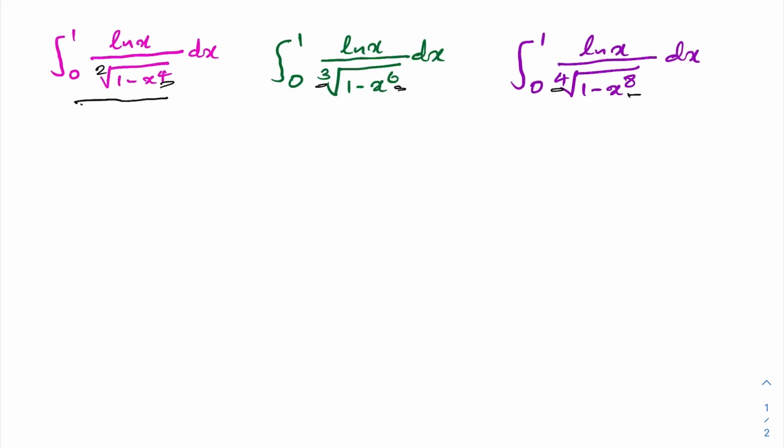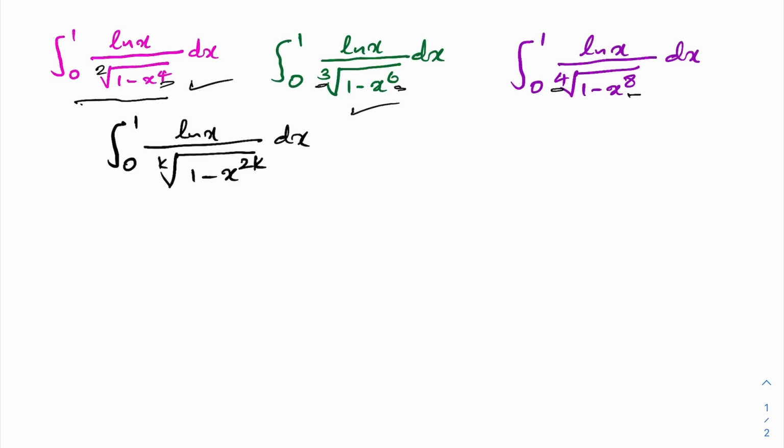So we can write the integral from 0 to 1 of natural log of x over the kth root of (1 minus x) raised to the 2k, dx. Now when k is equal to 2, we have the fourth power in this integral. When k is equal to 3, we have this integral. When k is equal to 4, we have this integral. So we can generalize this integral. Okay, how to begin?